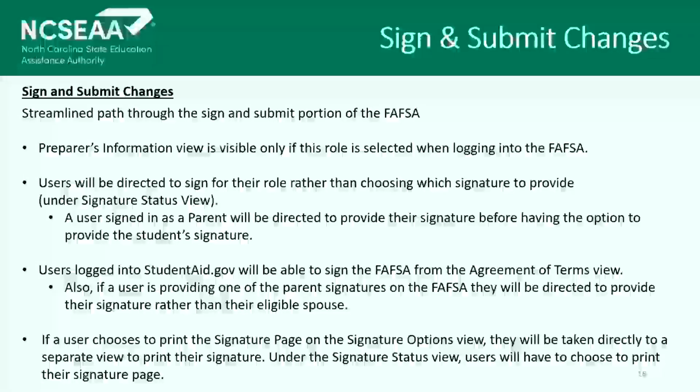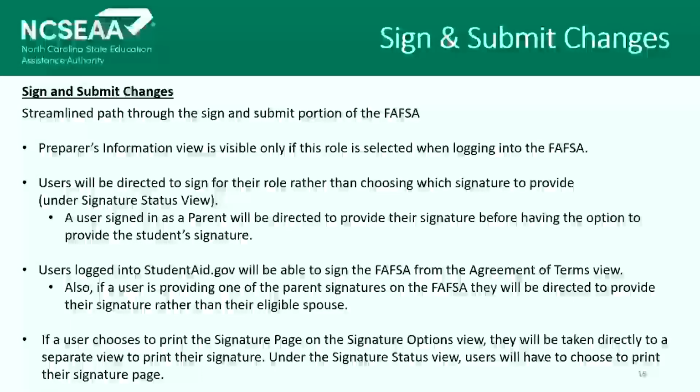So there is additional information that they will have to provide on the application. Also, users will be directed to sign for their role rather than choosing which signature to provide on the application, and that is under the signature status view. And then also a user signed in as a parent will be directed to provide their signature before having the opportunity to provide the student's signature as well. So it'll automatically direct them through the application on the signatures when they're going through the process.